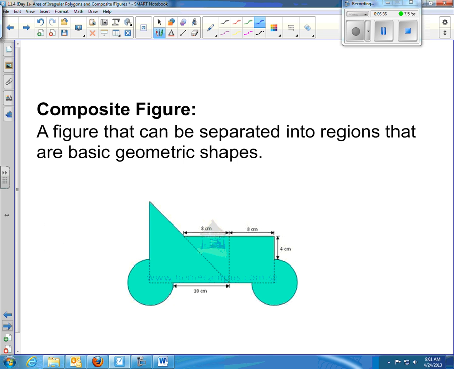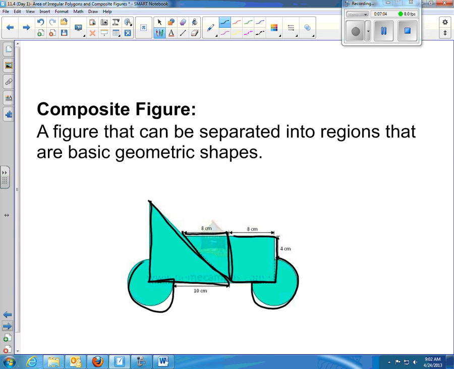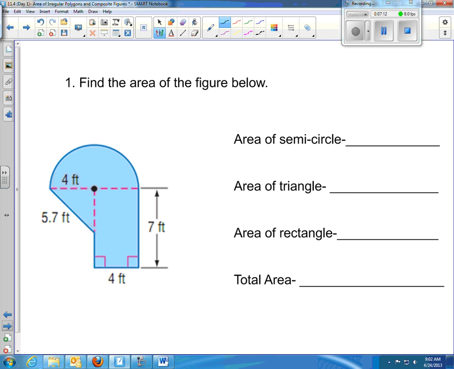Now let's talk about composite figures. A composite figure is something that has very straight lines as opposed to the irregular. A composite figure is a figure that can be separated into regions that are basic geometric shapes. So if we look at the picture that I have below, you can see that it's broken down into a triangle here, another triangle here. We have a rectangle, not quite sure yet if it's a square, and then we have some partial circles. And so when we do composite figures, we actually find the area of each shape and then we add them together.